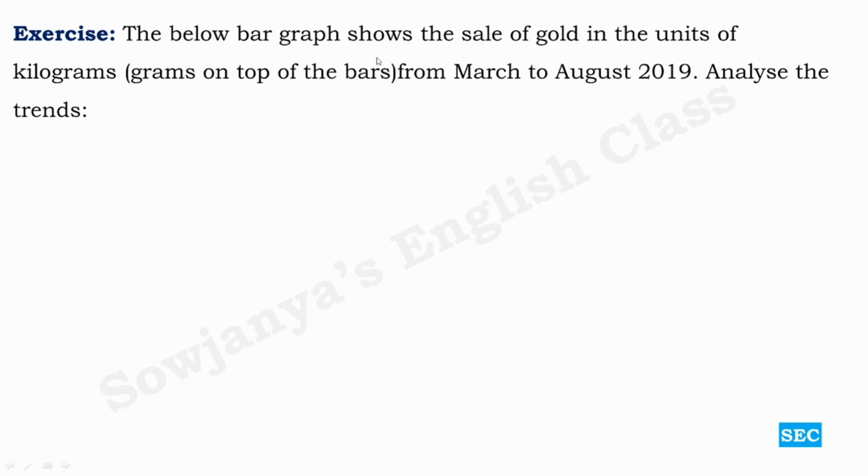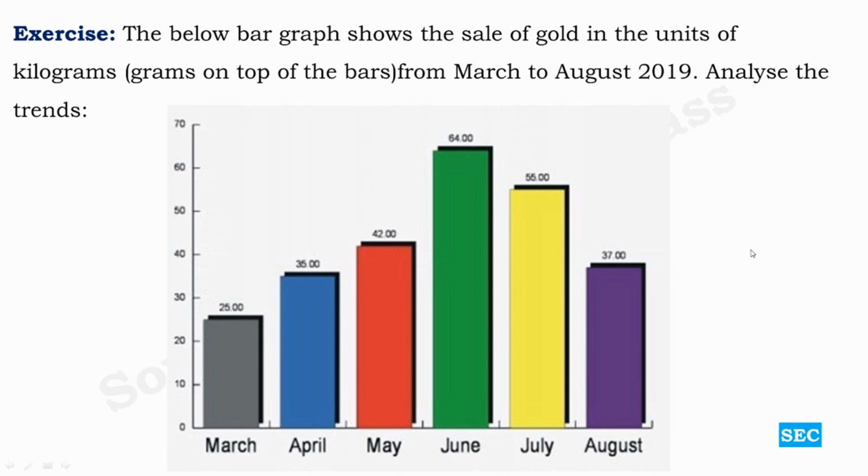The below bar graph shows the sale of gold in the units of kilograms, grams on top of the bars, from March to August 2019. Analyze the trends. Let us look at the given bar graph. So this is our bar graph. If you look at this, these are kilograms, 70, 60, 50, and these are grams, 2500, 3500, 4200. These are all grams. Okay, and these are months, March to August 2019. We are going to analyze the trends of the sale of gold in the units of kilograms.